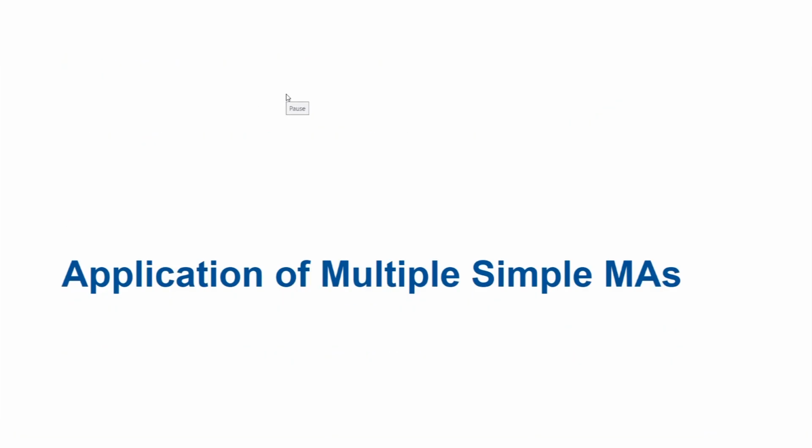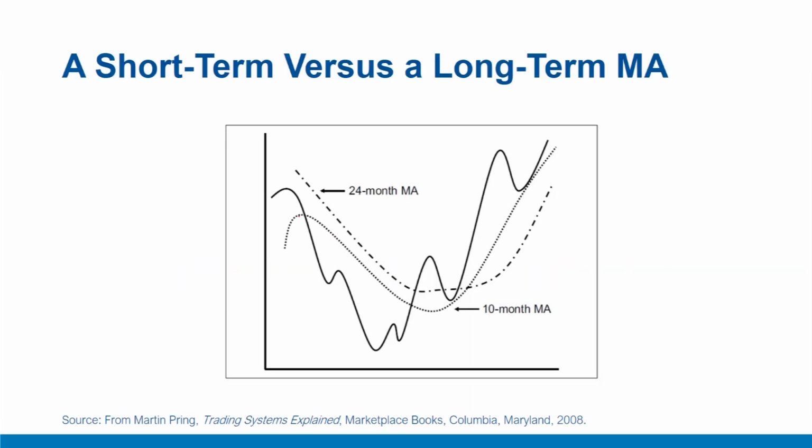In this video, we'll examine the application of multiple simple moving averages in signal generation and trend determination. Notice the price movement in this figure here. And also the 10-month moving average and 24-month moving average are plotted together.